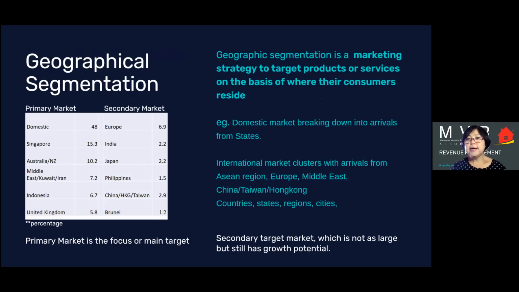Geographical segmentation is targeting your product and services based on where your customer resides. So we always study domestic first, because domestic tourism will be of importance now, because global borders are not open, and you need to break down domestic into states so that you can see where your customers come from. But I can tell you mostly it comes from key cities like Penang, Johor, if you are a Care Hotel, Malacca, and maybe some East Coast or East Malaysia.